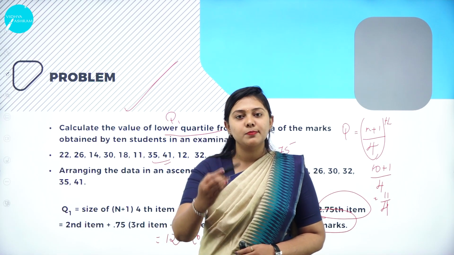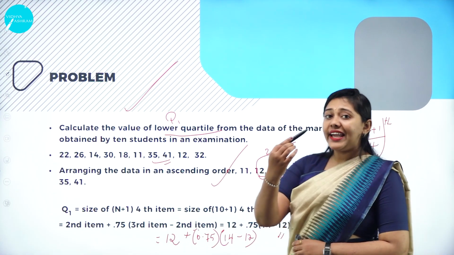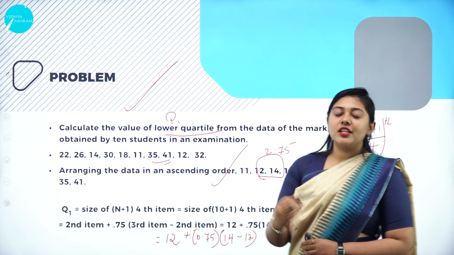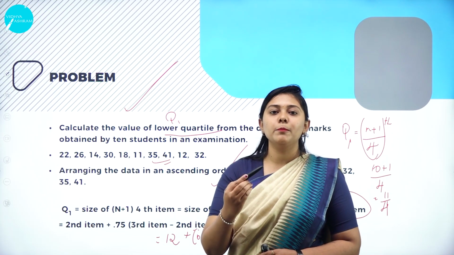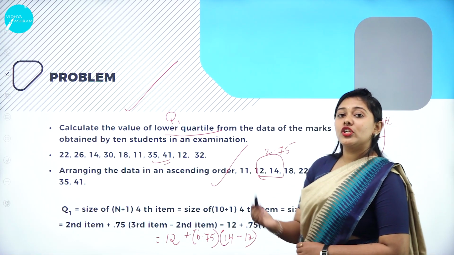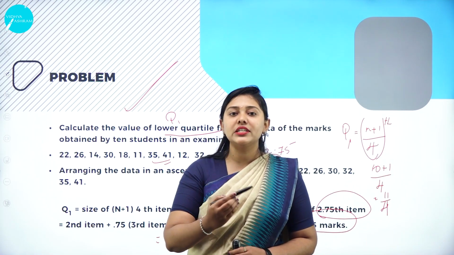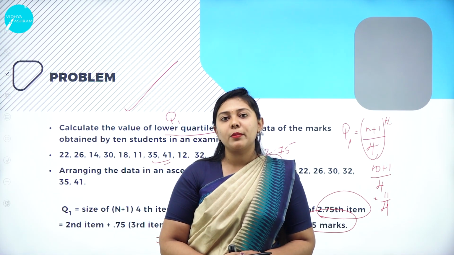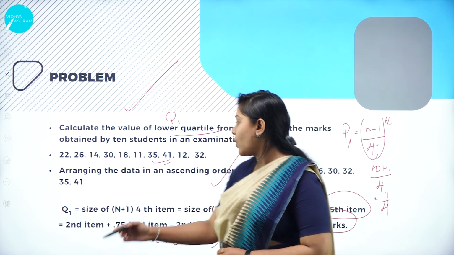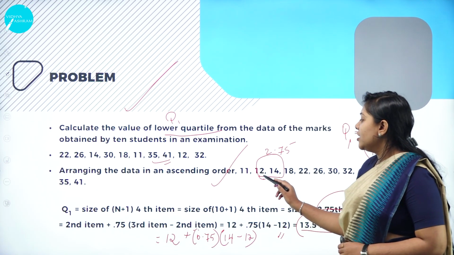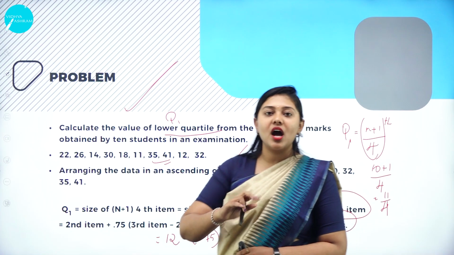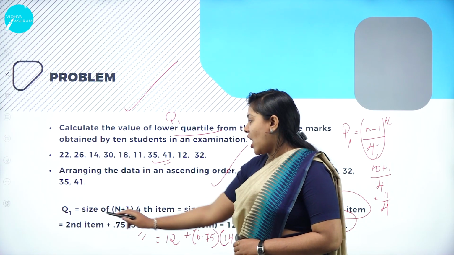So how did you get this? I'll explain it again. We have solved the lower quartile. What is the formula for lower quartile? (N plus 1) divided by 4th item. What is the number of given observations? 10. 10 plus 1, 11, divided by 4, you get the answer as 2.75th item. What is 2.75? It will be between 12 and 14, so you have two numbers in between. So how do you get the answer?